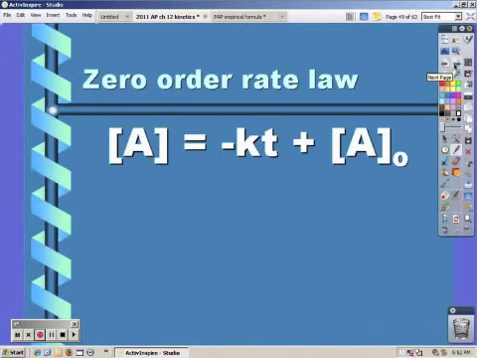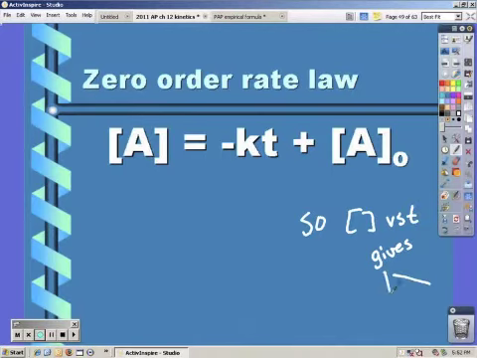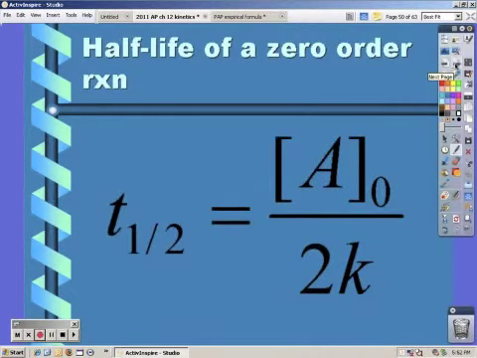Zero order is concentration is equal to negative kt plus initial concentration. So for this one, concentration versus time would give us a straight line if it's zero order. And again, our slope is negative, so we would have a negative slope if it was zero order. The half-life equation is half-life is equal to initial concentration over 2k.